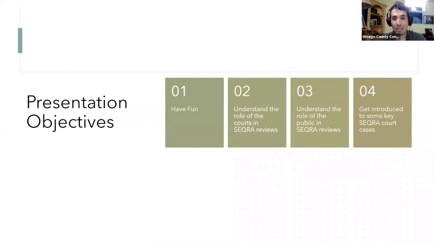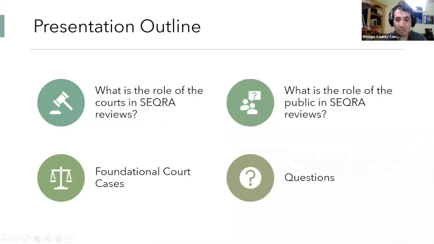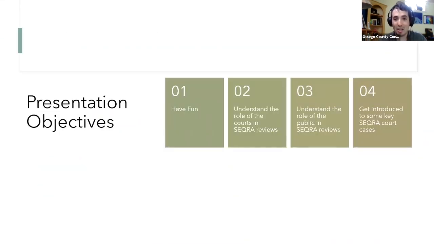And today we have 4 objectives in our SEQRA review process. The first is obviously to have fun. I know SEQRA can be dry, but if used correctly, SEQRA could be your most powerful tool in your environmental arsenal. The next objective of our presentation is to understand the role of the courts in the SEQRA review process. And finally, kind of want to be able to understand how some of the most important cases were decided and how they impacted the future trajectory of how SEQRA is applied locally and all throughout the state as well.